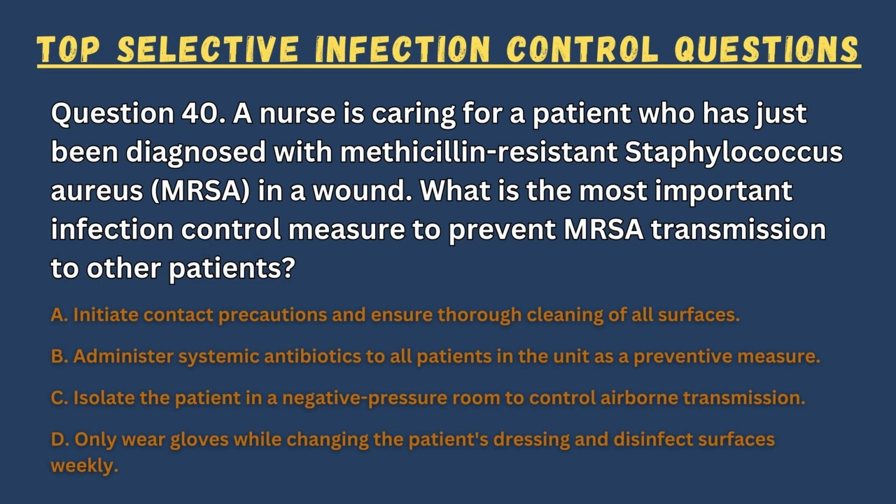Question 40. A nurse is caring for a patient who has just been diagnosed with methicillin-resistant Staphylococcus aureus, MRSA, in a wound. What is the most important infection control measure to prevent MRSA transmission to other patients? A. Initiate contact precautions and ensure thorough cleaning of all surfaces. B. Administer systemic antibiotics to all patients in the unit as a preventive measure. C. Isolate the patient in a negative pressure room to control airborne transmission. D. Only wear gloves while changing the patient's dressing and disinfect surfaces weekly.